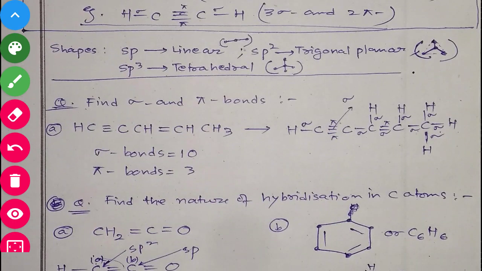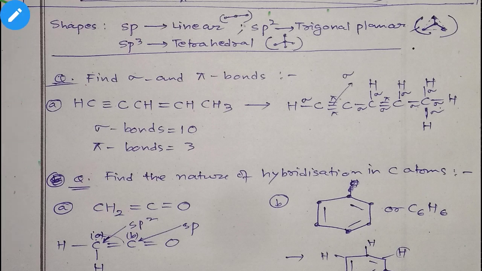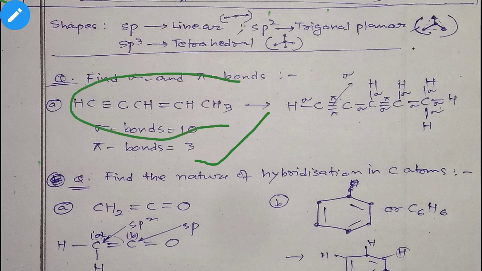So here one question I have given you: find the sigma and pi bonds. I have calculated it also. You try to check what I have told and what I have written, whether it is correct or not. This compound was given to me, and first of all I have broken it down like this. I wrote the structure and then calculated the sigma bonds and the pi bonds.